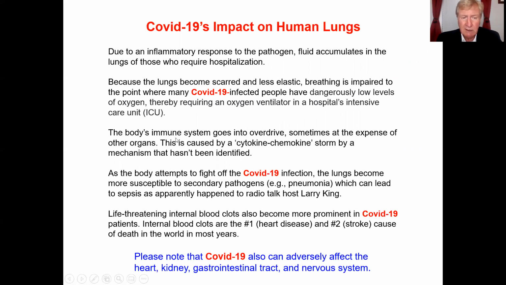In the most severe cases, your immune system goes into overdrive, sometimes at the expense of other organs, and this is called a cytokine-chemokine storm. And the mechanism hasn't been identified. Having said that, I think it's mast cell dependent.